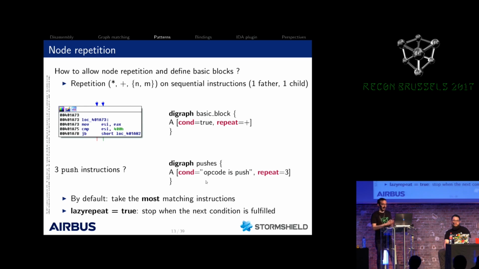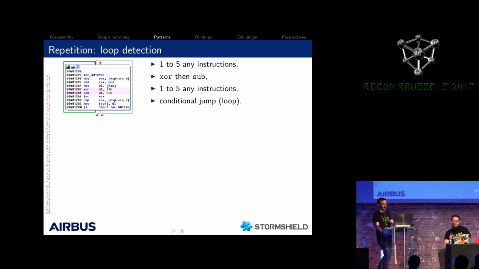By default, GRAP will take the most matching instructions when you specify repetitions, but you have an option to change that. You can say lazy repeat is true. The first behavior was greedy repeat, where you take the most of them. With lazy repeat, you will stop once the next condition is fulfilled. I'll give an example here.